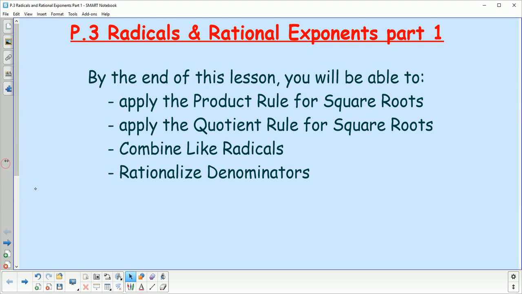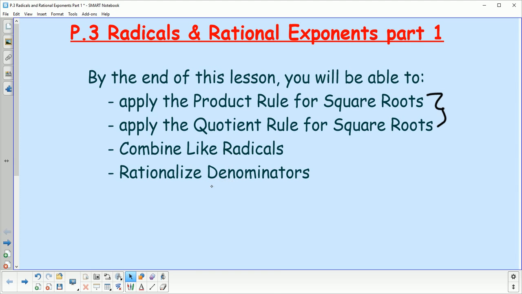Okay, pre-calc, here we are for our third video. This is section 3 from the prerequisite chapter. We're going to break this into two parts. So the parts today we're going to look at are the product rule and quotient rule for square roots, which are very similar to the stuff we just looked at about exponents. And then we'll talk about how to combine radicals, which is essentially just like combining like terms.